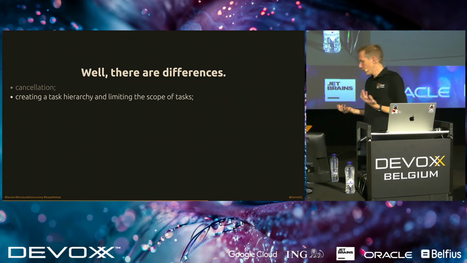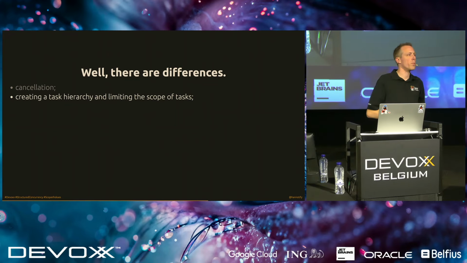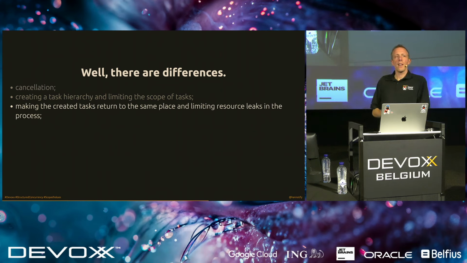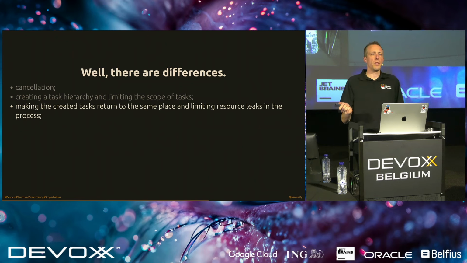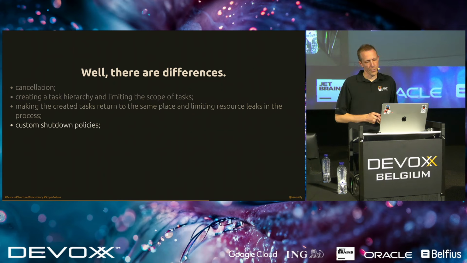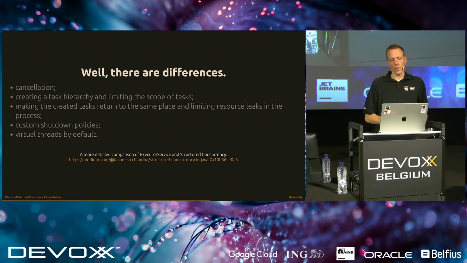And of course, if you feel like your workload is hierarchical in nature, if you're building this hierarchy in your mind already and you want to express that in code, you cannot do that using executor service. So structured concurrency would then be a far better fit. And if you want to make the created task return to the same place, limit resource leaks in the process, that is also only a capability that structured concurrency can offer. Like we saw, custom shutdown policies and virtual threads by default. Of course, you can make executor service use virtual threads as well. But with structured concurrency, this is the default. Don't have to change anything about it.